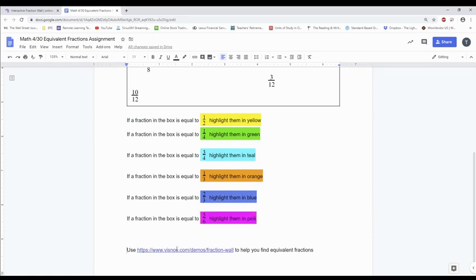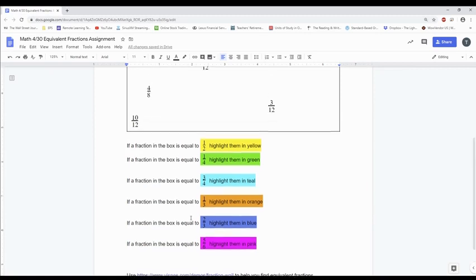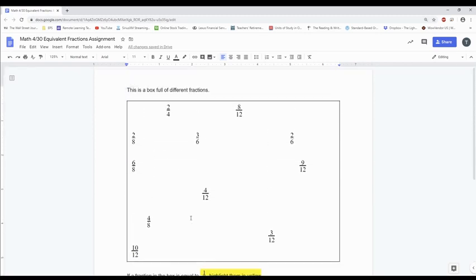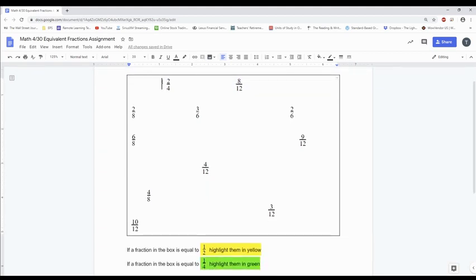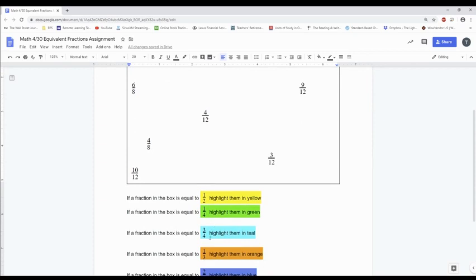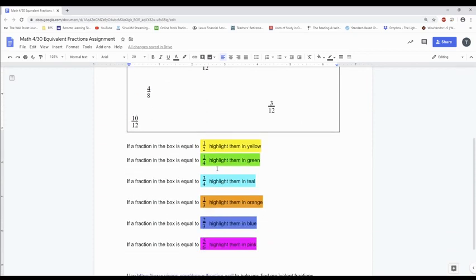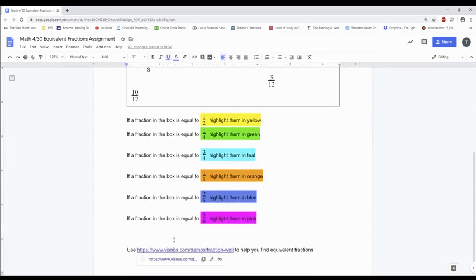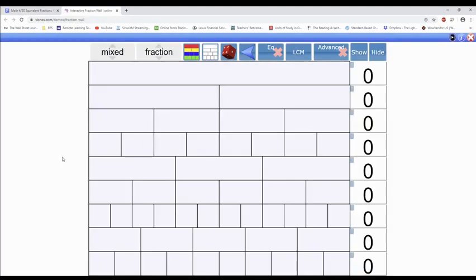Use the website for the fraction wall to help you find equivalent fractions. Here's the one strategy that I would recommend. If you're not sure how to go about doing this, we're going to do these first two right here together. If we look at 2/4, how do I even go about figuring this out? What you want to do is click here. You can also use the rectangles as well.